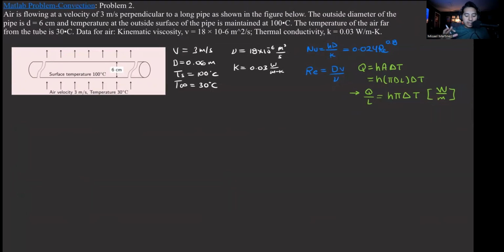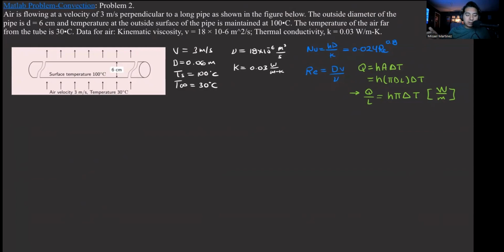So we have air flowing at a velocity of 3 meters per second, perpendicular to a long pipe. We're not given its length, but we're just saying that it's a really long pipe. The outside diameter of this pipe is 6 centimeters, and the temperature of the outside surface of this pipe is really hot. It's 100 Celsius.